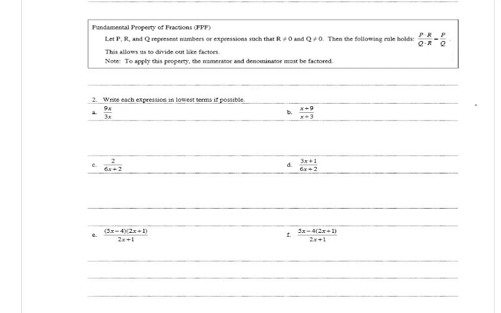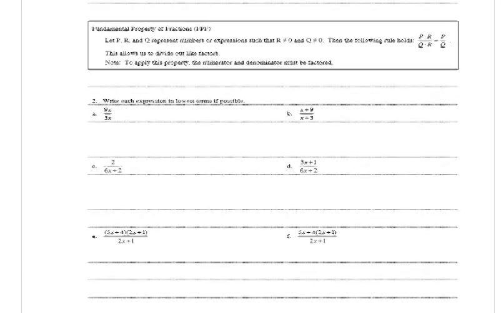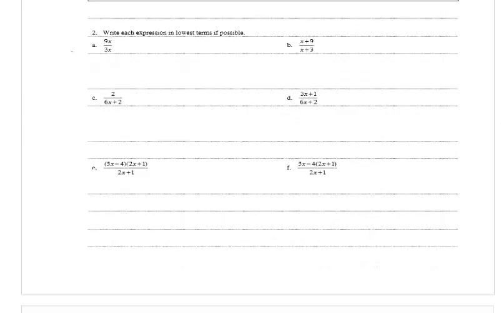So for number 2, we have a series of examples, and let's take a look at how to apply the fundamental property of fractions. So we have A is 9x divided by 3x, and we can see that x and x are going to cancel, so we're left with 9 divided by 3, which is equal to 3. In B, we have x plus 9 divided by x plus 3. And here the fundamental property of fractions will not apply because x plus 9 and x plus 3 are not factors.